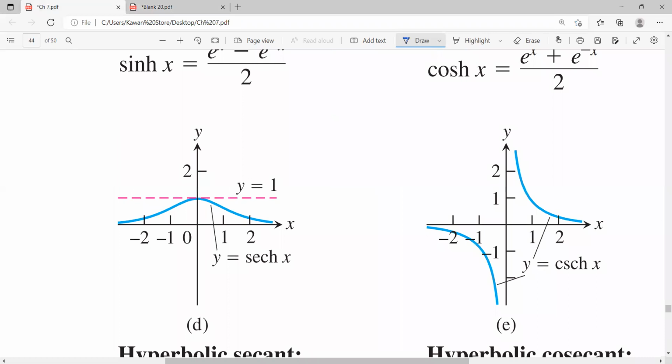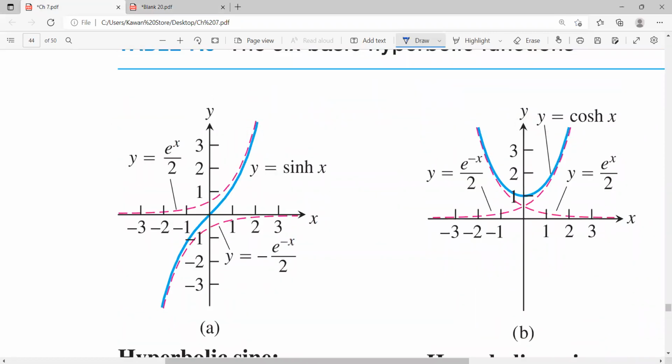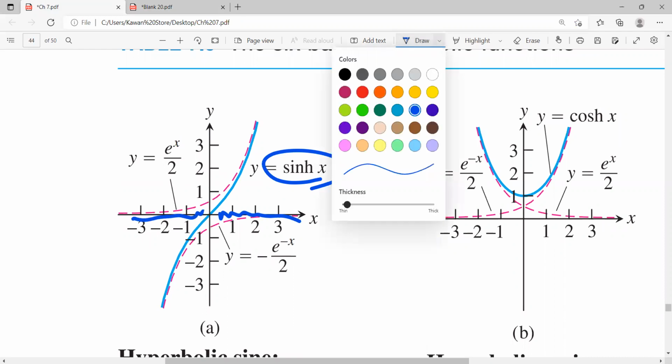Now I'm going to the domain and the range one by one. Tell me about the domain of this function. Sine hyperbolic: R, right? Why? Because the shadow is over the x-axis everywhere. How about the range of that function?